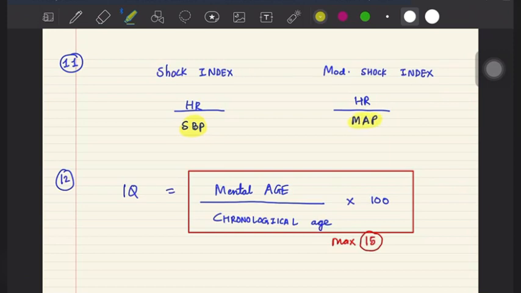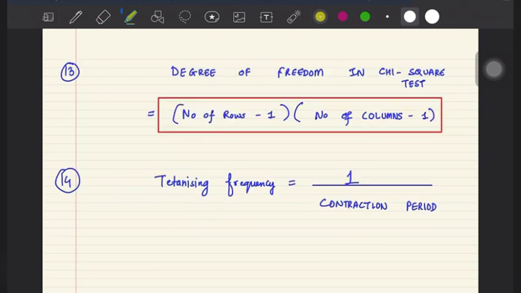12th formula based question is for calculation of your intelligent quotient, and it is calculated by mental age divided by chronological age into 100, and here the important point is the chronological age can be maximum of 15. 13th formula based question is based on degrees of freedom in chi-square test calculation. So it is given by number of rows minus 1 into number of columns minus 1.